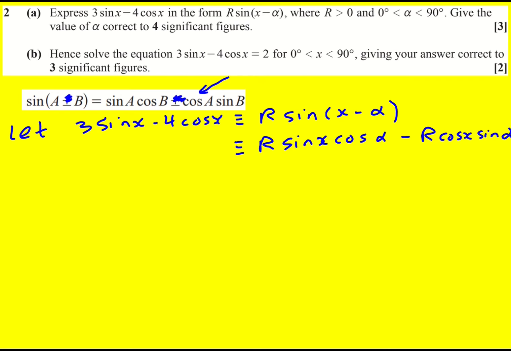And now we can, in this expanded form, compare the coefficients because we've got a sine x here and a sine x here. Therefore, it must be that r cos alpha is equal to 3. And then in a similar way, cos x here and cos x here. So it must be that r sine alpha is equal to 4.